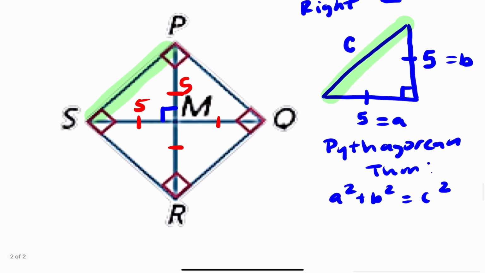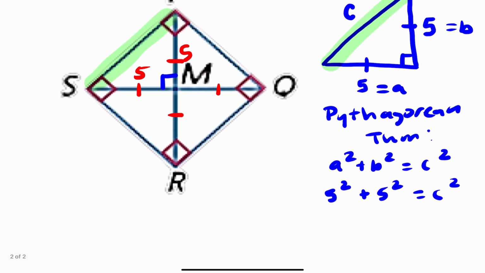I got 5 squared plus, well, B is also 5 squared, which is equal to C squared. And again, my goal here is to solve for C, but something is in the way. It's this exponent of 2, right? And remember from Algebra 1, in order for you to get rid of that square, you have to take the square root on both sides. So then the 2 and the square root actually go away. So what am I left with? I'm left with C on the left-hand side.